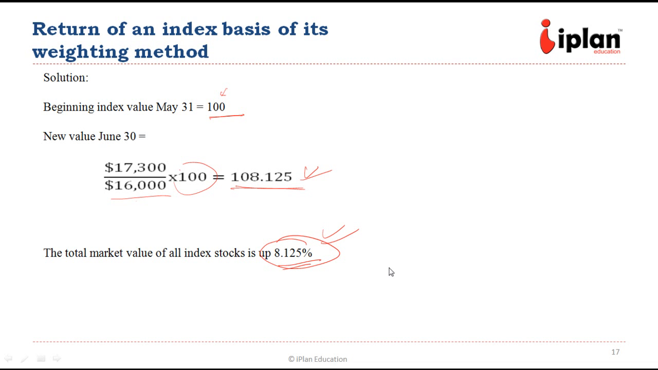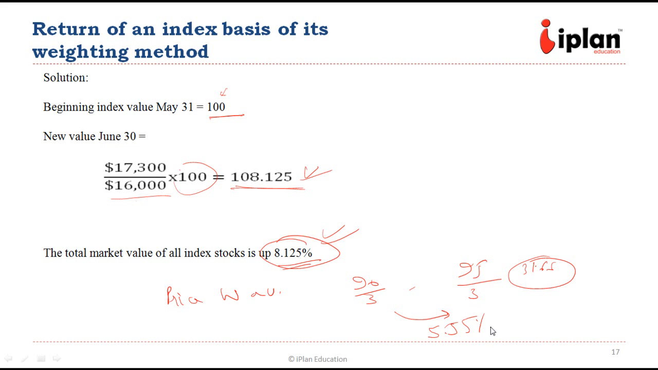But if we look at the change according to the price weighted average, earlier it was 90 divided by 3, that was 30. Later it became 95 divided by 3, that was 31.66. So the percentage change comes out to be 5.55%, which is less than 8.125%. So why, according to the price weighted average, is the percentage change lower? Let us look at it in the table.